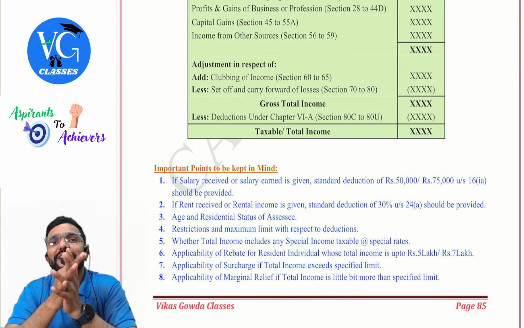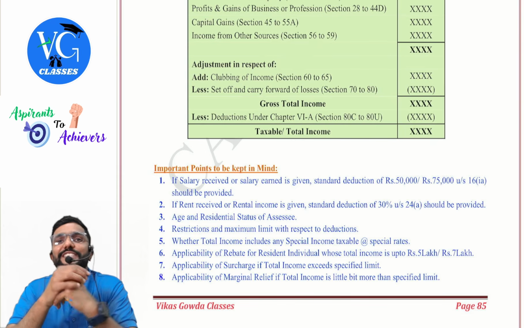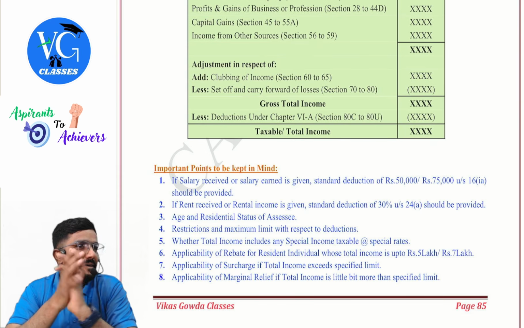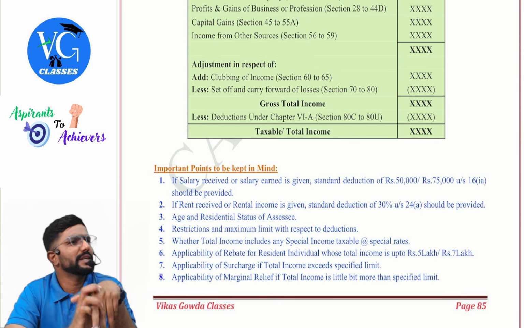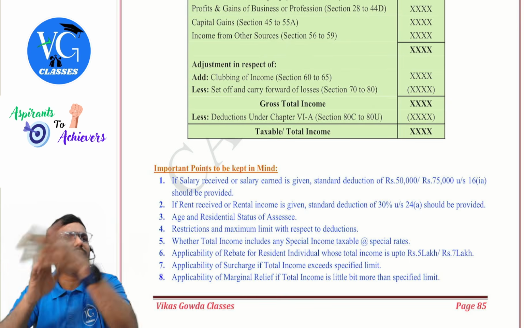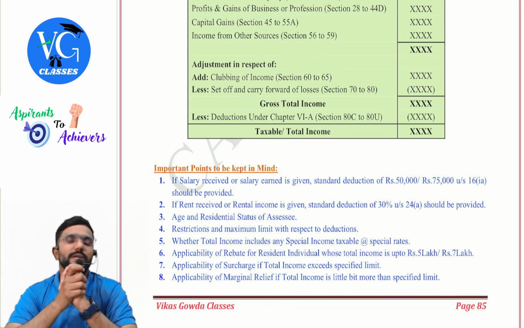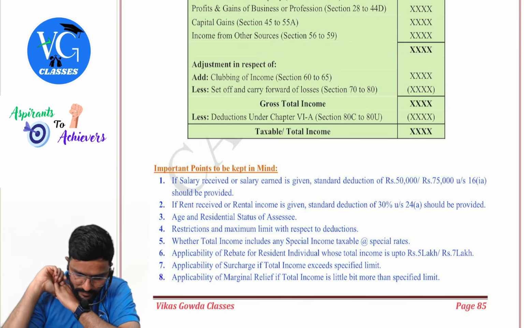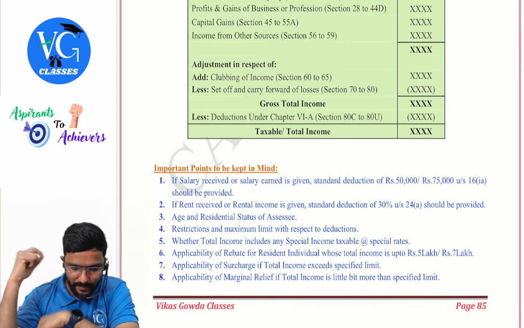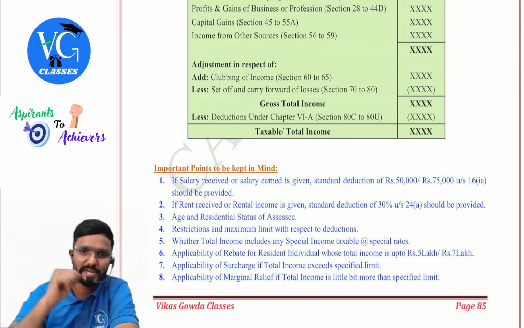Sir, what if age is not given in the question? Assume less than 60. Sir, residential status is not given in the question. Assume resident. Sir, about total income, whether it includes special income or normal income, they have not given. They have just given total income figure of 20 lakh and asked us to calculate tax. Assume the entire total income is a normal income, guys. Yes. Next, whether total income includes any special income, check it. Okay. If not, go with normal calculation.